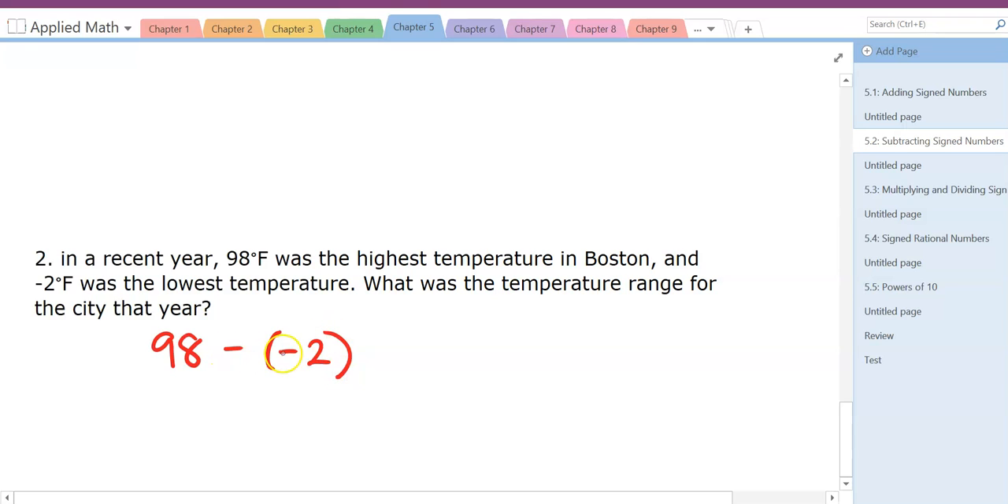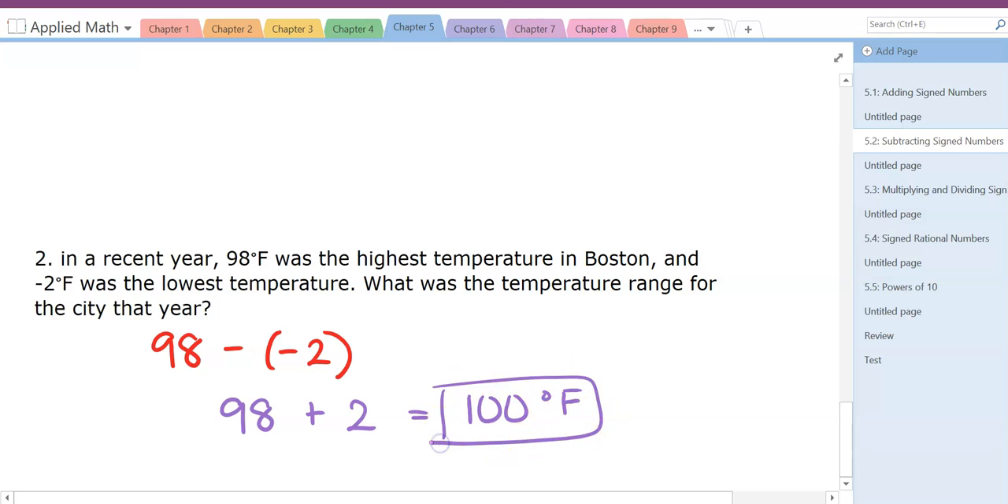So again, I see a double negative here. So this is actually going to become 98 plus 2, which would be 100. So there was a range of 100 degrees between the highest and the lowest. There was a 98 positive and then 2 negative. So those combined together would be a total of 100.